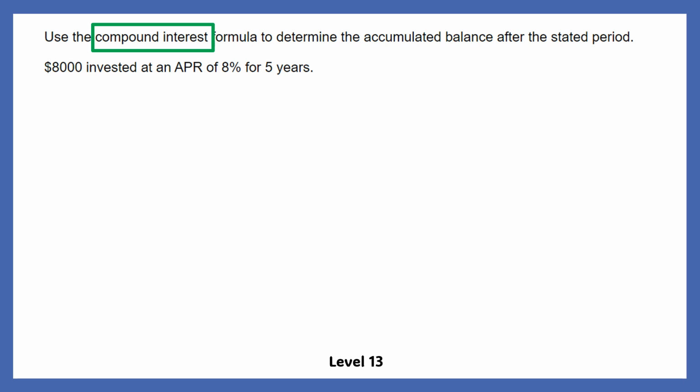Use the compound interest formula to determine the accumulated balance after the stated period. So let's try a few things on this one. First we have the $8,000 invested. We have an APR of 8% and for 5 years. APR is annual. Okay.